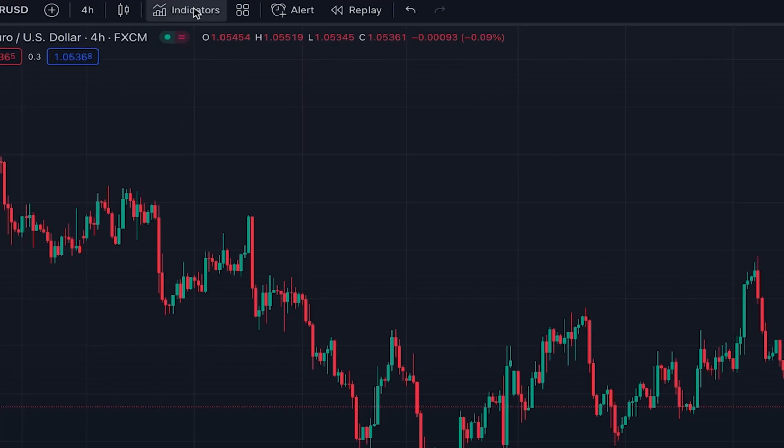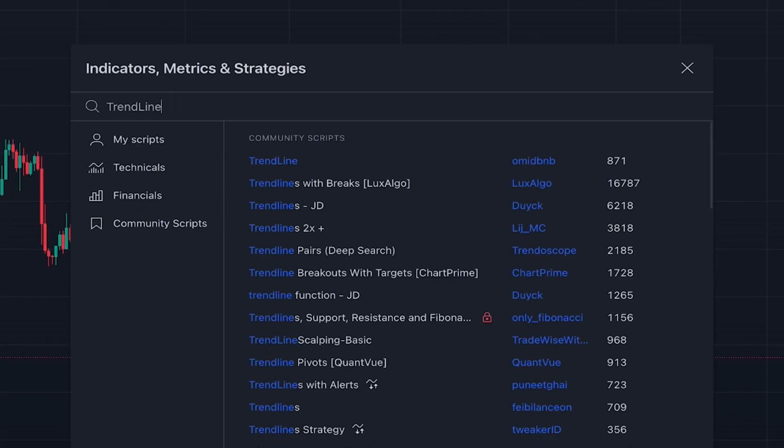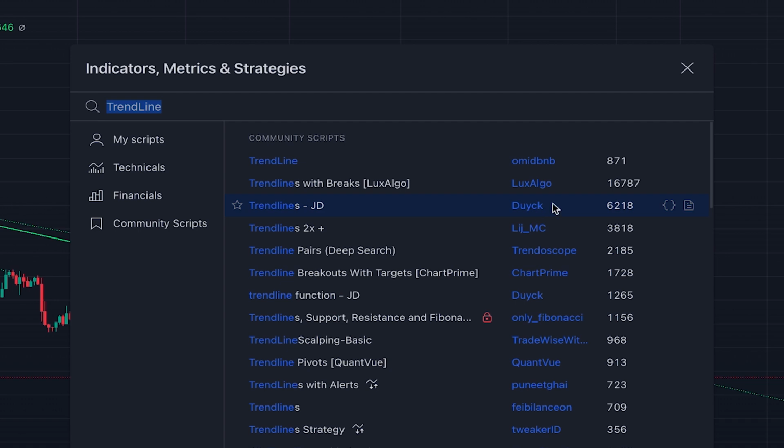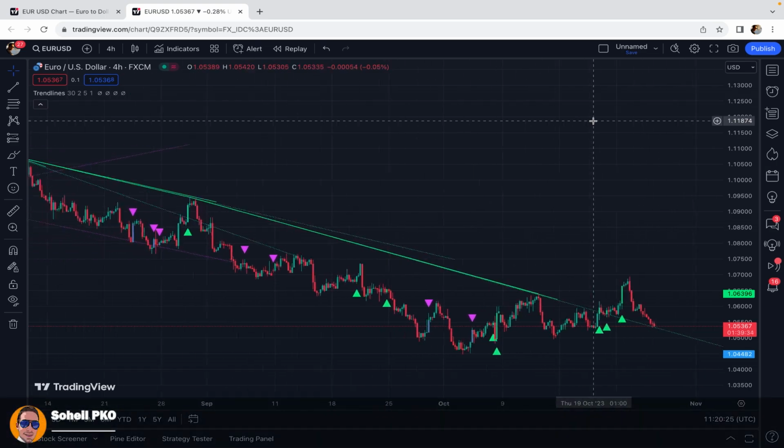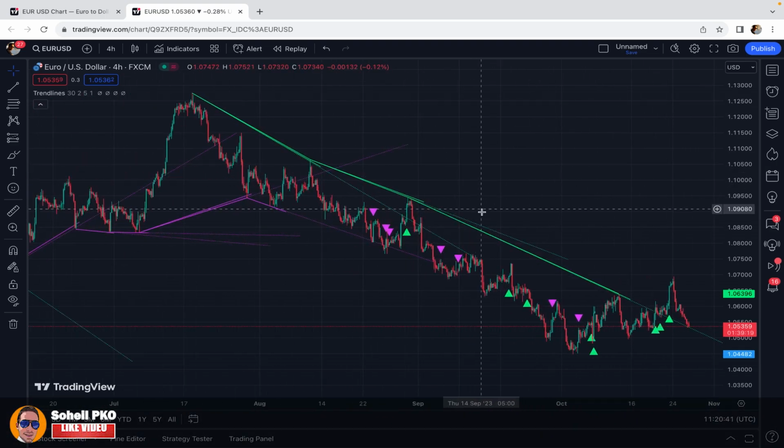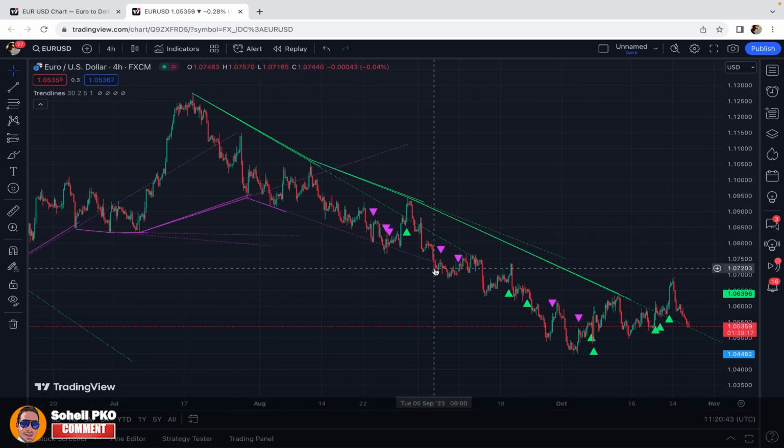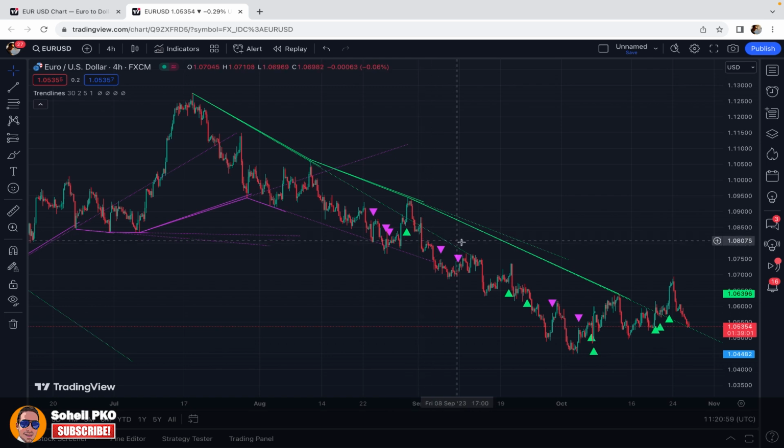Here we click on indicators and we search trend line. This time we add this one, trend lines JD, which is written by DUYCK. I don't know how it's pronounced. All right. As you can see, the indicator has added all the possible trend lines to this chart. It also generates breakout signals when the line is broken, but not so accurate.